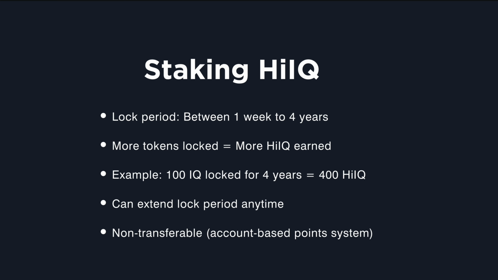When you stake IQ, you lock your tokens and choose how long you want to lock them, with a minimum of 1 week and a maximum of 4 years. The longer you commit and the more you stake, the more HiIQ you accumulate. For example, locking 100 IQ tokens for 4 years gives you 400 HiIQ. And as your lock period approaches expiration, your HiIQ balance decreases linearly. You can also choose to extend your lock period at any time if you decide to commit for longer.